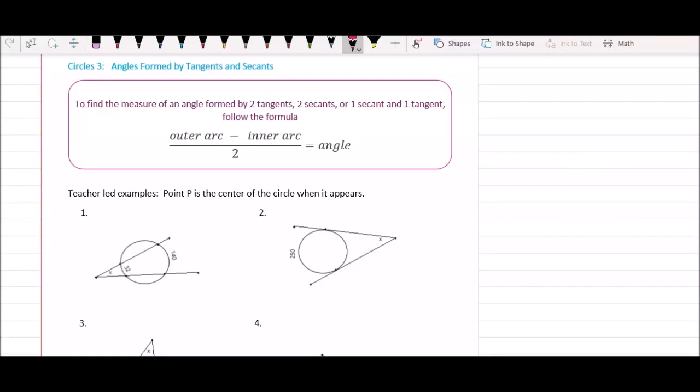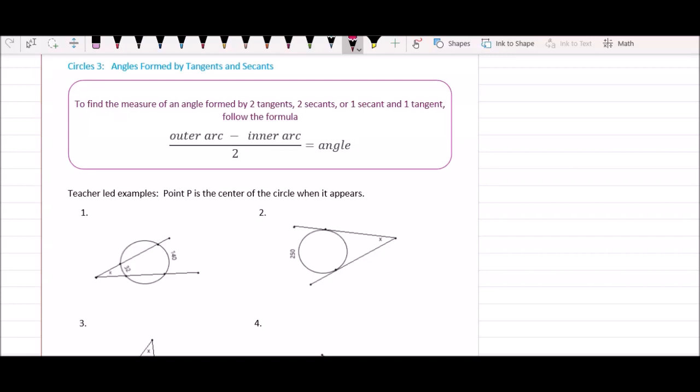Hi everybody, we're up to circles number 3, angles formed by tangents and secants. So by now you should know what a tangent and a secant are because we did talk about that in the first section. And we're going to be looking at how to find the measure of an angle formed by 2 tangents, 2 secants, or 1 secant with 1 tangent.